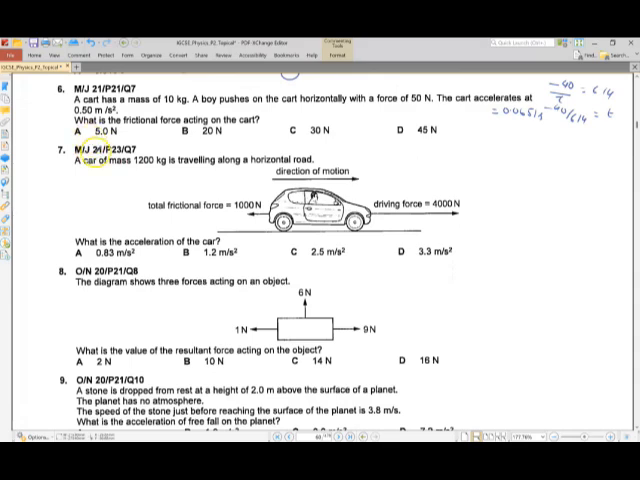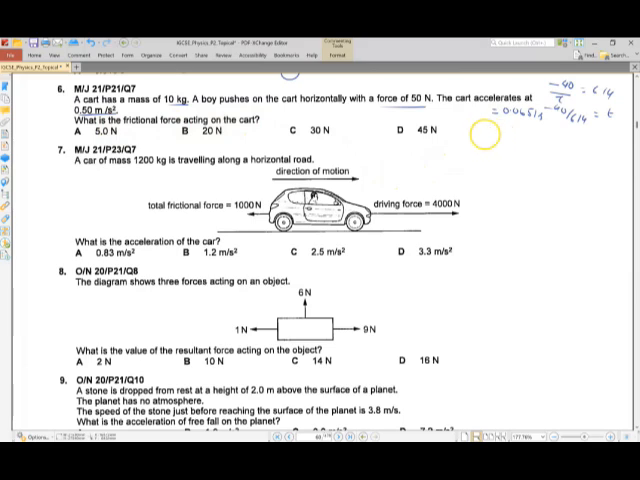Okay, now question number 6. A cart has a mass of 10 kgs. A boy pushes on the cart horizontally with a force of 50 Newton. The cart accelerates at 0.50 meter per second square. What is the frictional force acting on the cart?